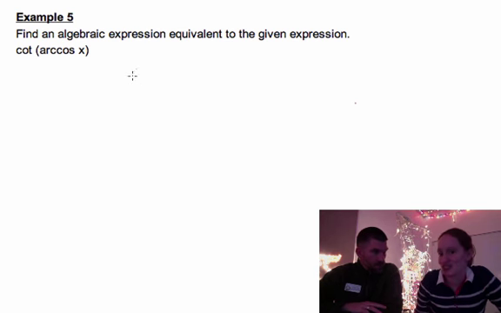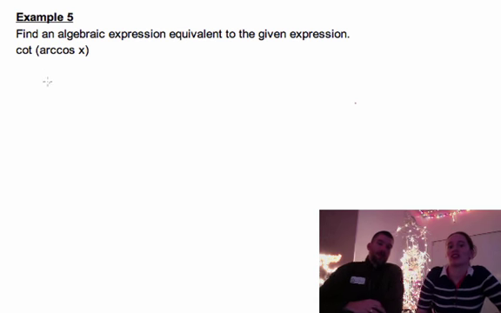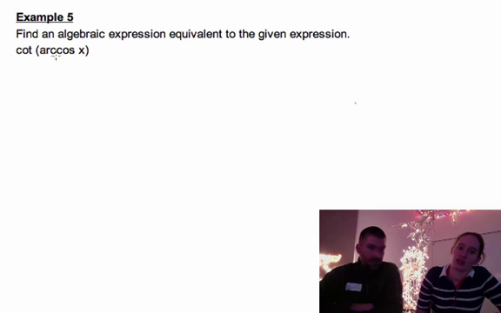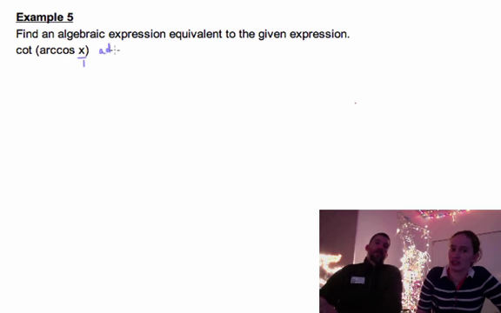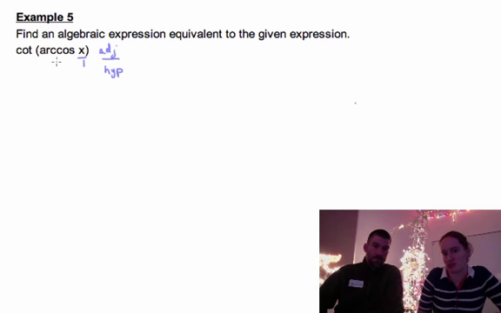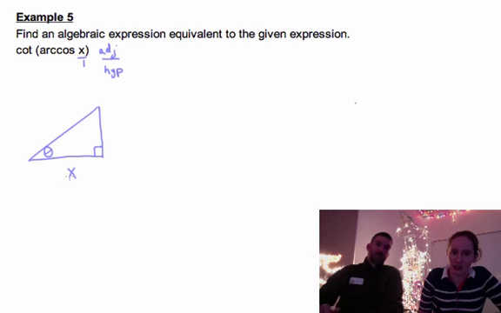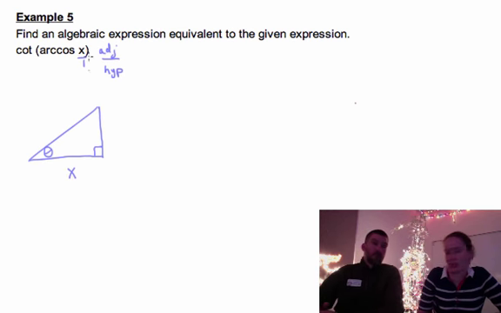Find an algebraic expression equivalent to the given expression: cotangent of arc cosine x. Be strong with the Pythagorean theorem here. Be comfortable in your knowledge. It's going to come in handy. Okay, arc cosine of x is saying at what angle do we get x over 1 as our adjacent side over our hypotenuse. Let's just draw a triangle. Okay, a right triangle. Here is our angle. The adjacent side is x. And the hypotenuse, because we have to make this a fraction, is 1.